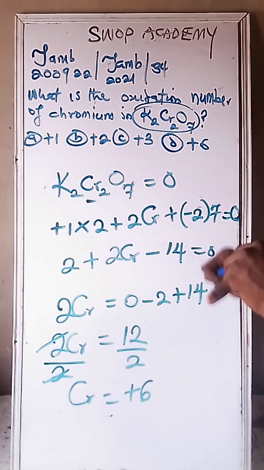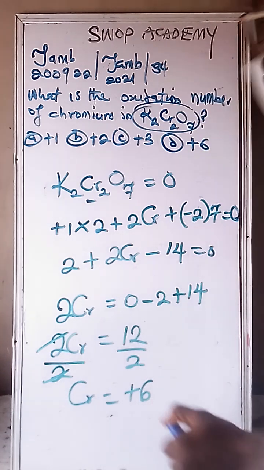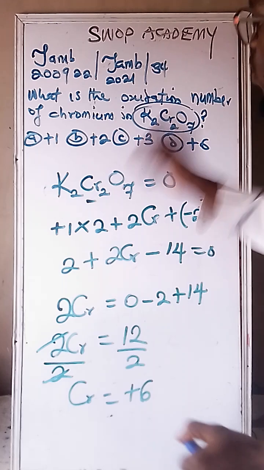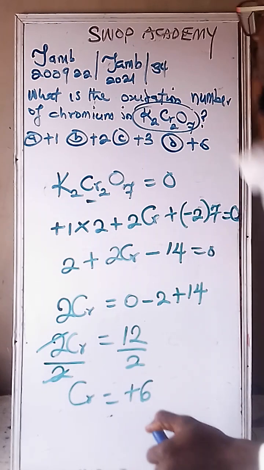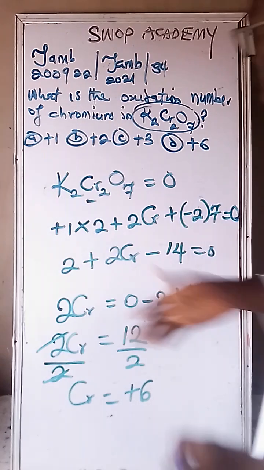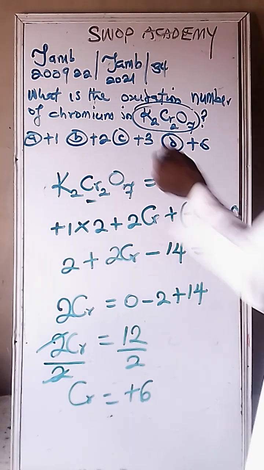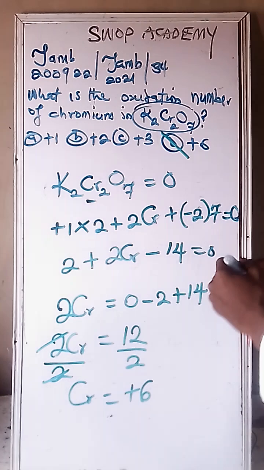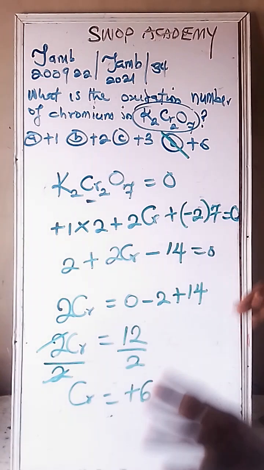The clue that I will give you: in a case where there is +6 or ordinary 6, you go for the one with the plus. So what is the answer? It is not this. It is not this. The correct answer is D. This is the oxidation state of chromium. That is the JAMB question that is being asked.